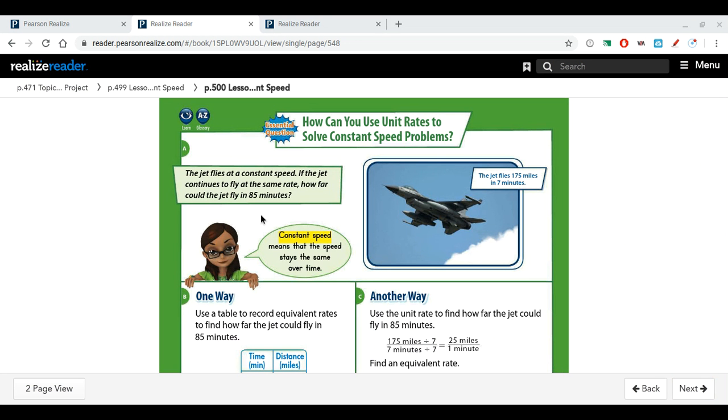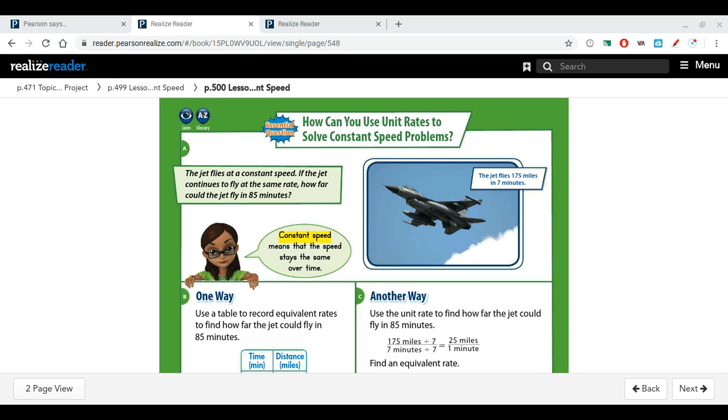To look at is on box A. The jet flies at a constant speed. If the jet continues to fly at the same rate, how far could the jet fly in 85 minutes? And so when we talk about constant speed, it means the speed's going to stay the same continuously. A good way to think about this is that the car or train or jet is in cruise control and the speed stays the same over time.